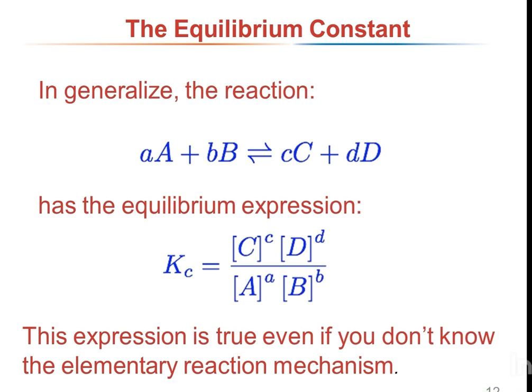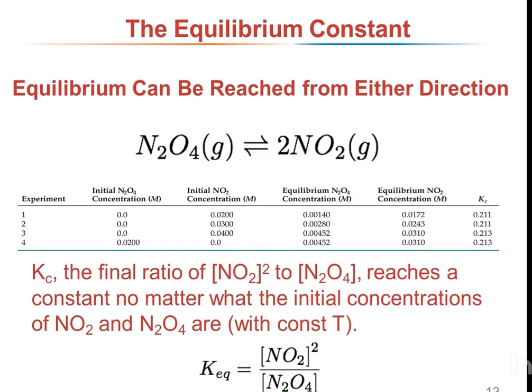In general, we can write it like this. A plus B gives C plus D. It's common in all reactions, so for writing the equilibrium constant, you can write it as Kc, or concentration equilibrium constant, which is equal to the products to the power of their coefficients divided by the reactants to the power of their coefficients. So it's easy to write without knowing the mechanism.